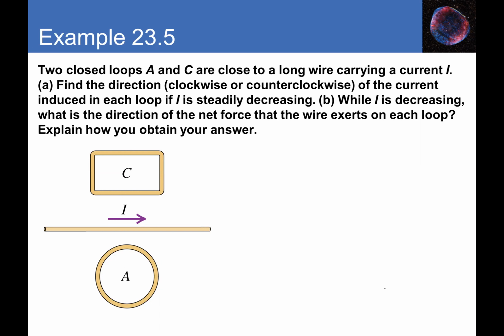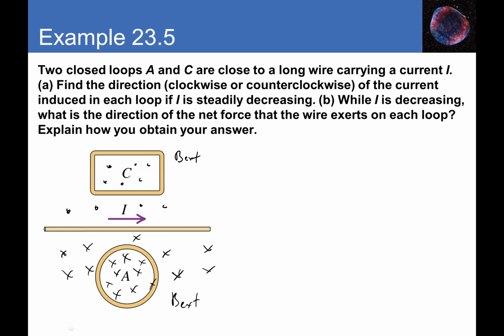But we know that if there is a current running through the wire, then there is a magnetic field generated by that wire. Using the right-hand rule, with your thumb in the direction of the current, we can see that everywhere above the wire, including through loop C, the external magnetic field is out of the page. And everywhere below the wire, the external magnetic field will be into the page. That means through loop A, there is an external magnetic field into the page.